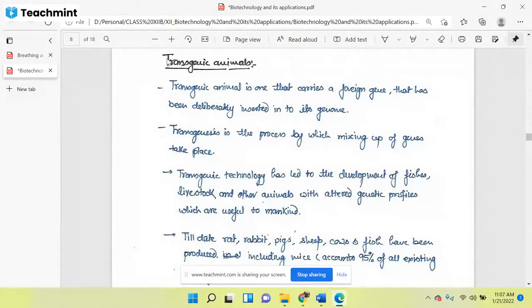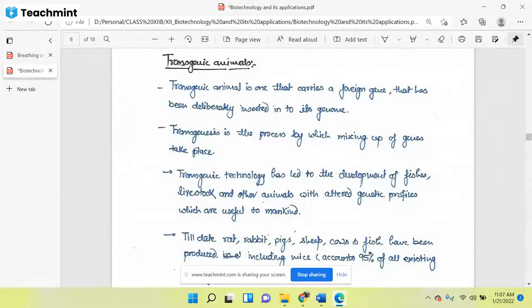So transgenic means we are taking a gene from a different source, a different species, and putting it in the animal, and we are making a different kind of animal that is producing a particular different type of protein. That animal will be called a transgenic animal.